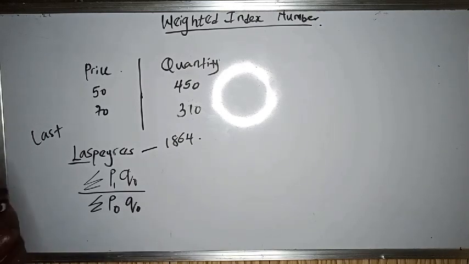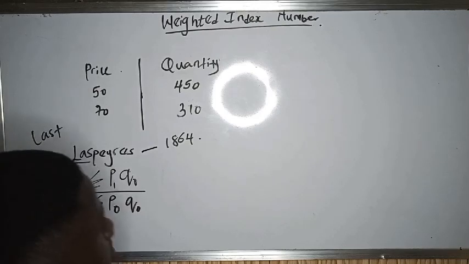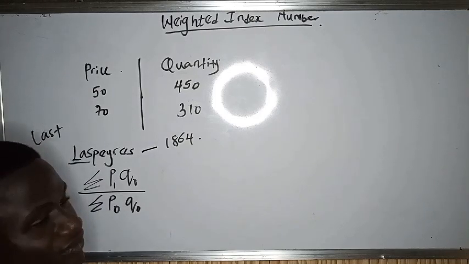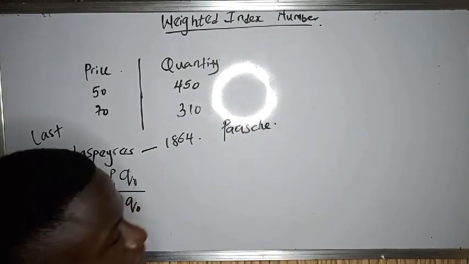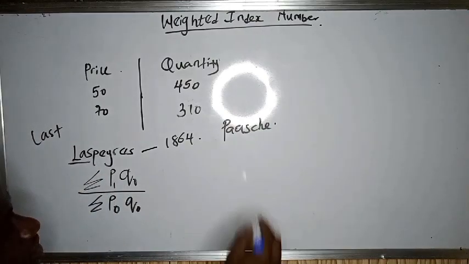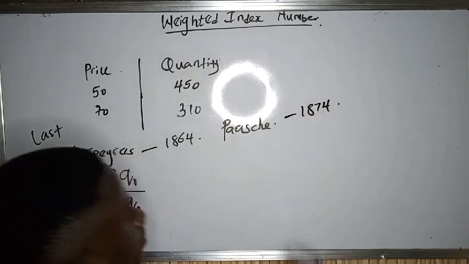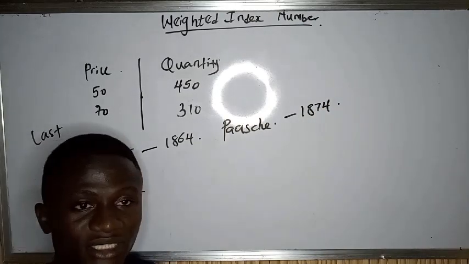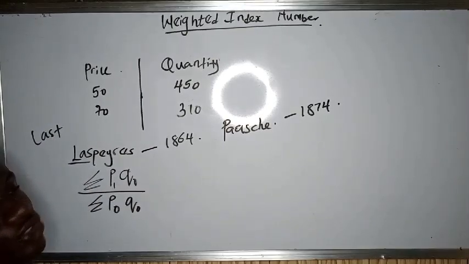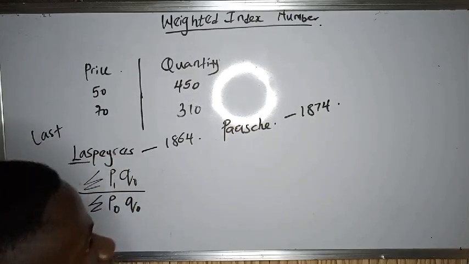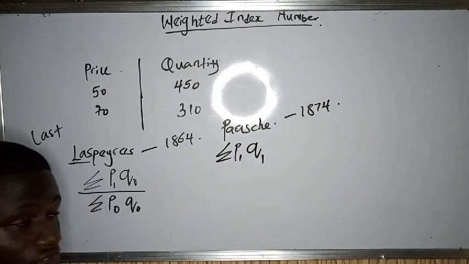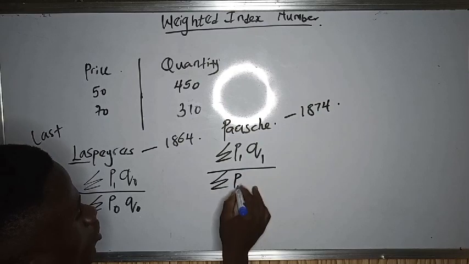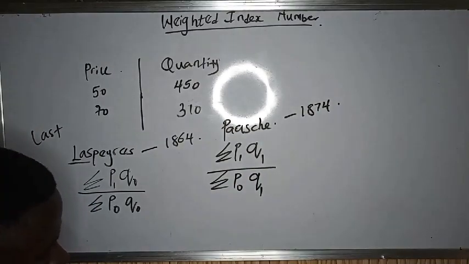We're still coming back to solve questions on what Laspeyres actually believed. So let's look at another one. Another man that postulated another method was Paasche. Paasche postulated his own in 1874. And Paasche believed that instead of using the old quantity, we should rather use the current year quantity. So Paasche believed in this: summation P1 Q1, the new quantity, over summation P0 Q1. So this is what Paasche believed in.